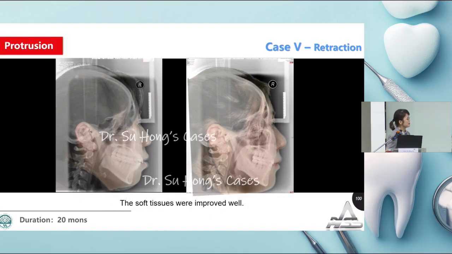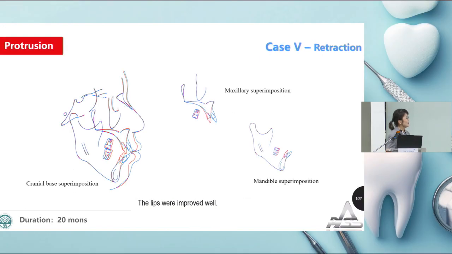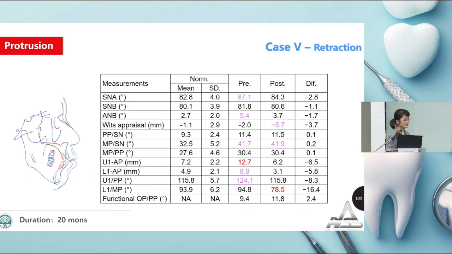Here are the changes. The soft tissue changed well. The hard tissues improved well. And we can see a huge retraction. Here, the table shows her cephalometric analysis before and after treatment, and her incisor protrusion and the labial inclination were largely reduced. And the FOP angle here increased by 2.4 degrees, and the MP angle was almost maintained.